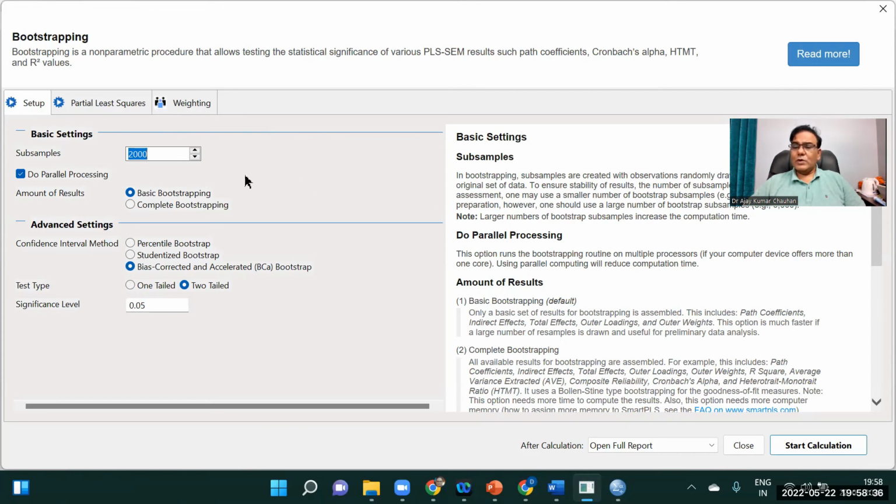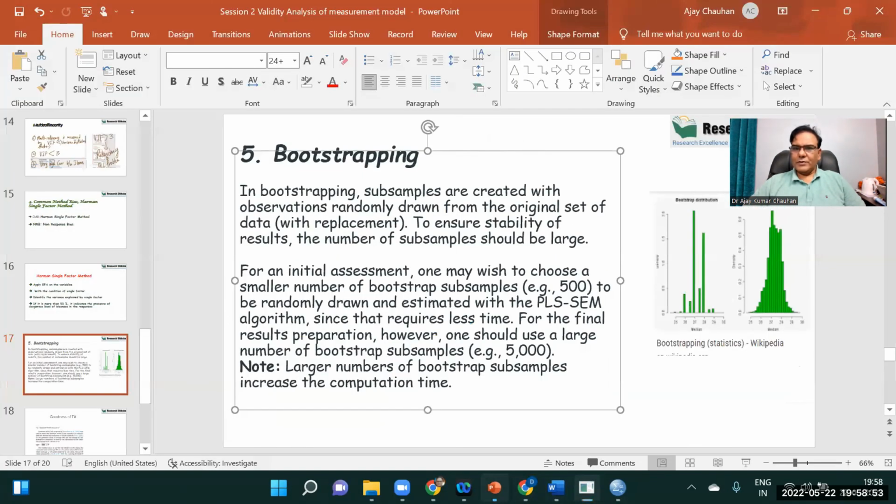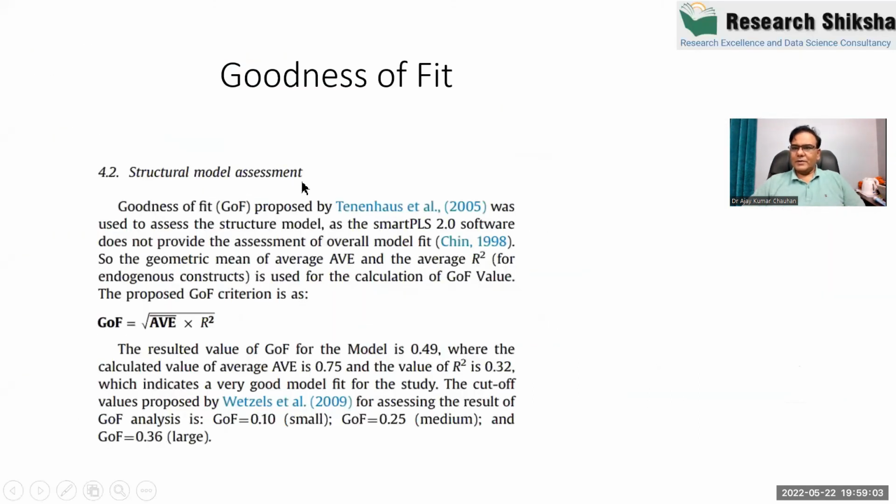There are two types of bootstrapping in the software: basic bootstrapping and complete bootstrapping. We will discuss this in hypothesis testing. What is the difference between basic bootstrapping and complete bootstrapping? Bootstrapping is one of the important features in PLS software, which you should understand. The next and the last concept is goodness of fit.